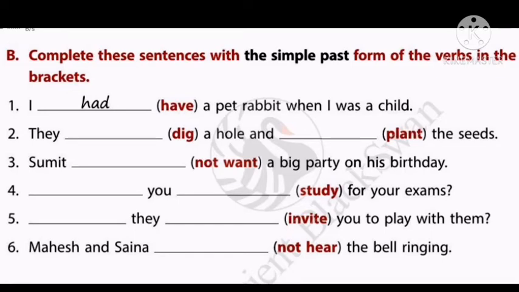See the third one. Sumit dash a big party on his birthday. The verb given is not want, which means it's a negative statement. So we have to use did not. So what will be the answer? Sumit did not want a big party on his birthday. Children, do the rest of the questions by yourself. Answer keys will be given in the Google Classroom.